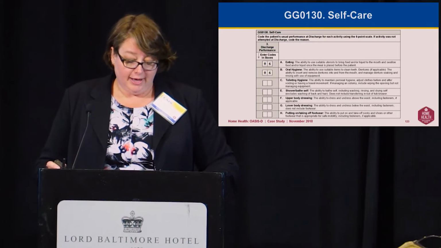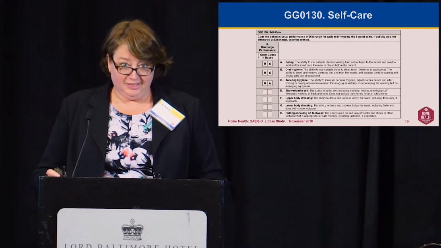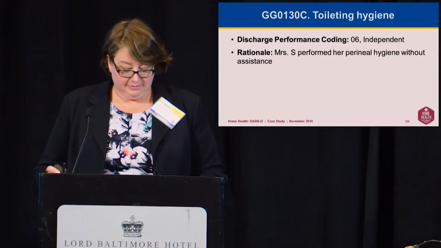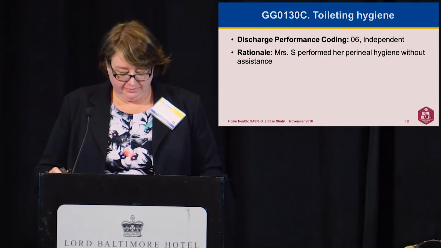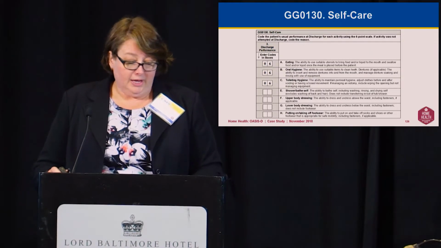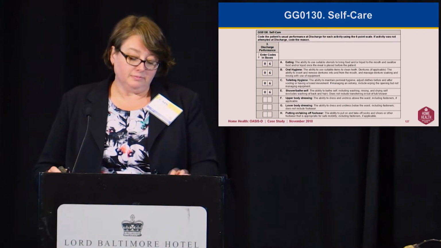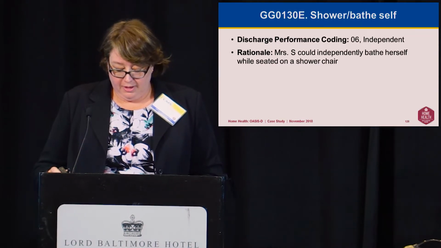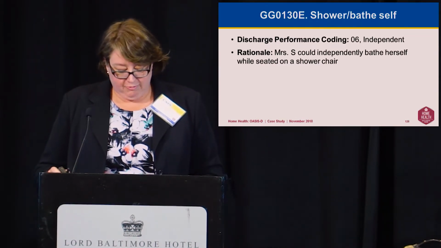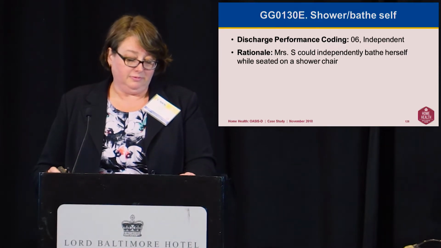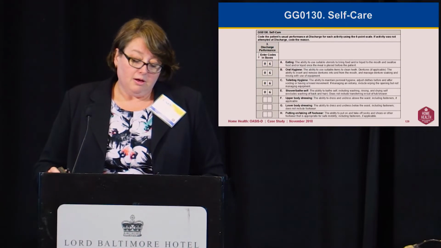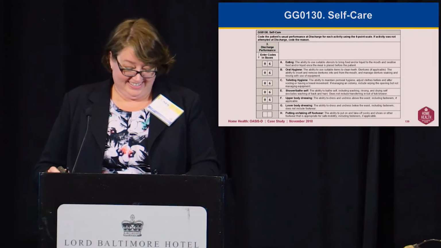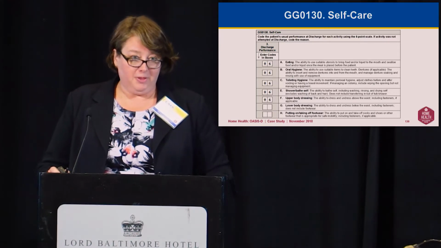For C, toilet hygiene, we got 06. Mrs. S performed her perineal hygiene without assistance. And again, this is looking at the discharge. For E, shower bathe self, again, we got 06. Mrs. S could independently bathe herself while seated on a shower chair. F, upper body dressing. And we got 06. Mrs. S could dress her upper body without assistance.